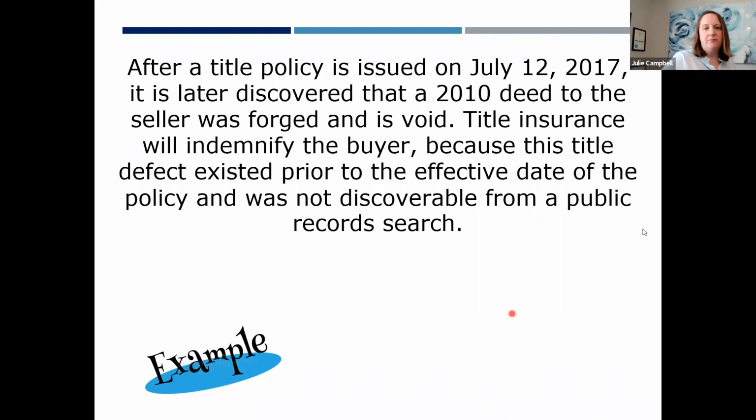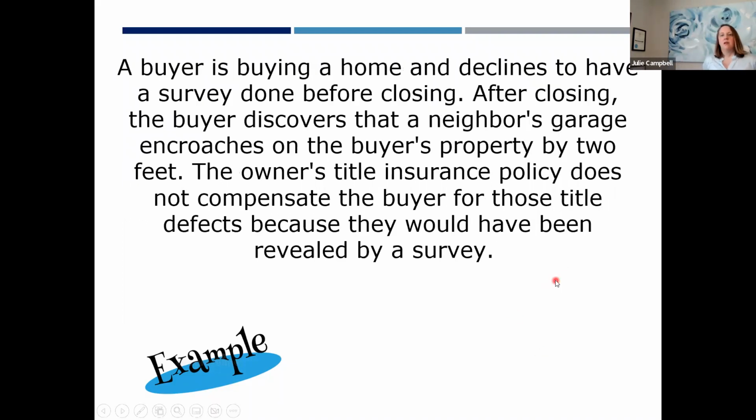Here's another example. A buyer's buying a home and declines to have the survey done before closing. After closing, the buyer discovers that a neighbor's garage encroaches on the buyer's property by 2 feet. Owner's title policy does not compensate the buyer because, guess what? Had they had a survey done before we bought, this would have been taken care of. We wouldn't be here had they had that survey done.